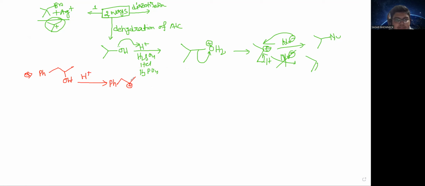Beside this positive charge, a hydride shift from this position can occur, or a hydride shift from this position can occur. If hydride shift from this position occurs, then we will be getting 1 degree carbocation. Obviously, it is not going to form because from 2 degree to 1 degree it is not feasible. But if we make a hydride shift from this hydrogen, we are getting PhCH positive, and then the hydride comes here.